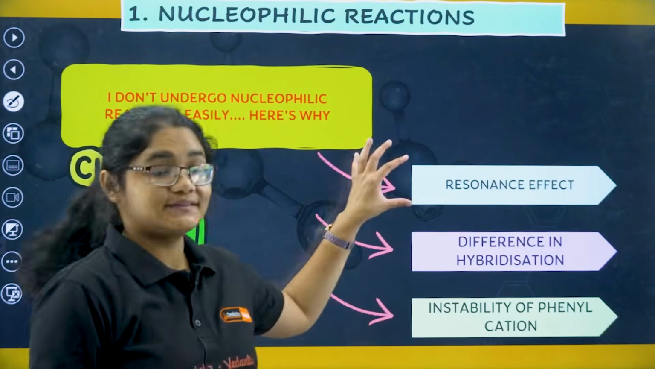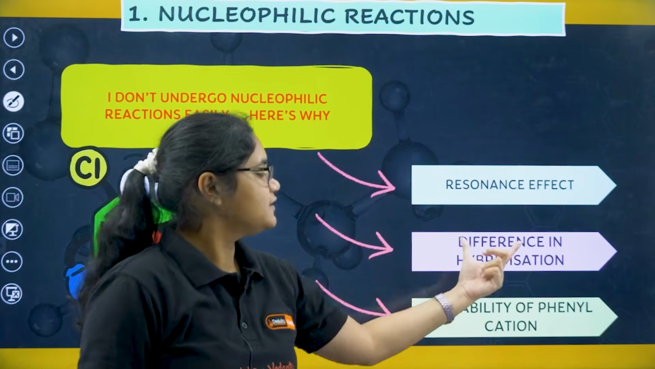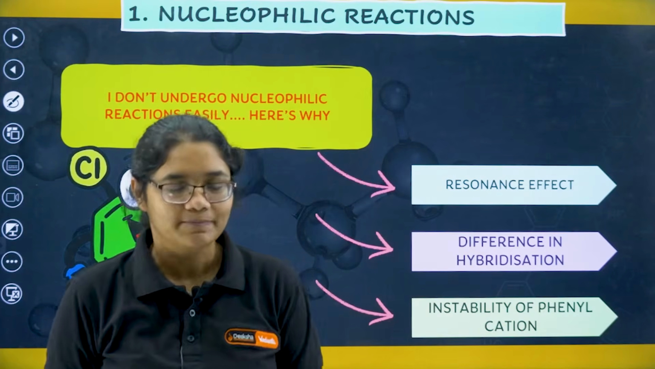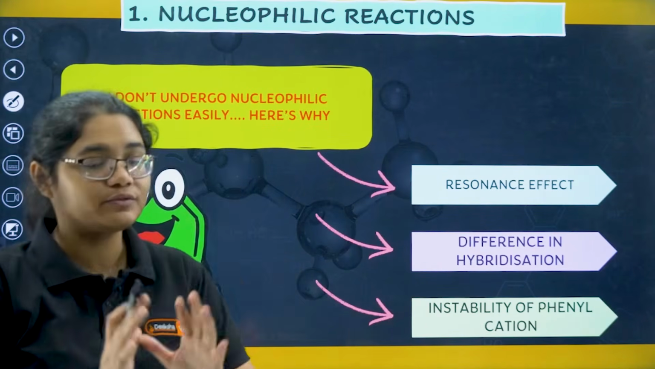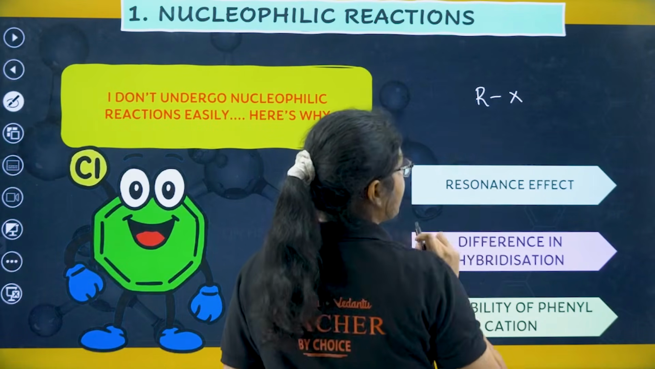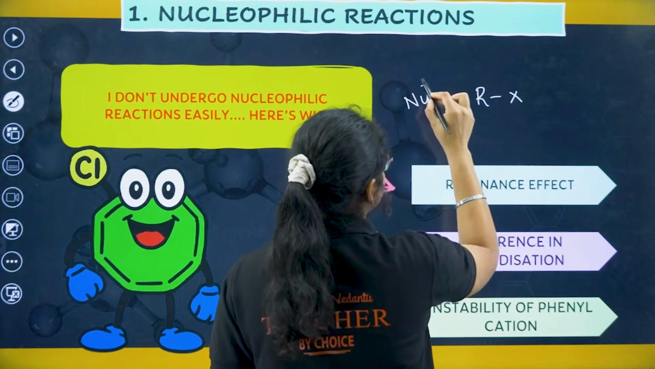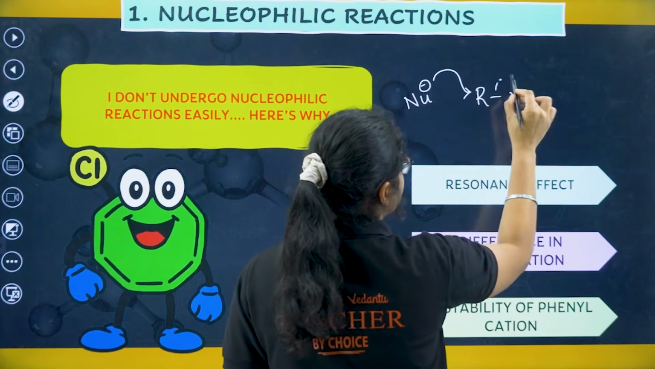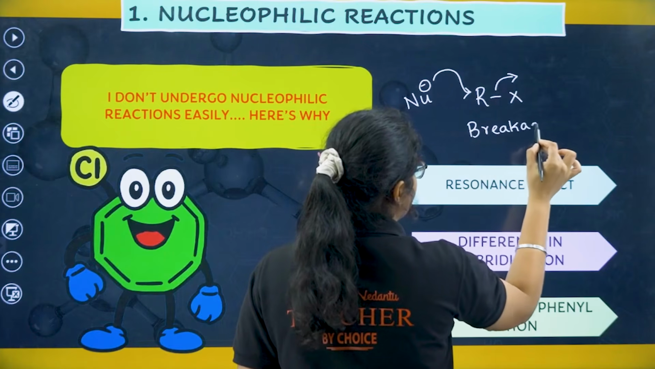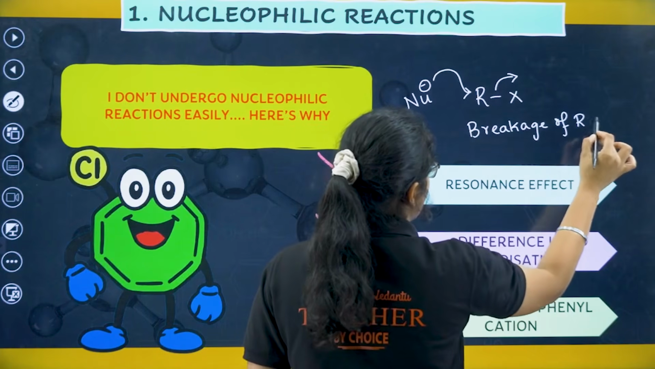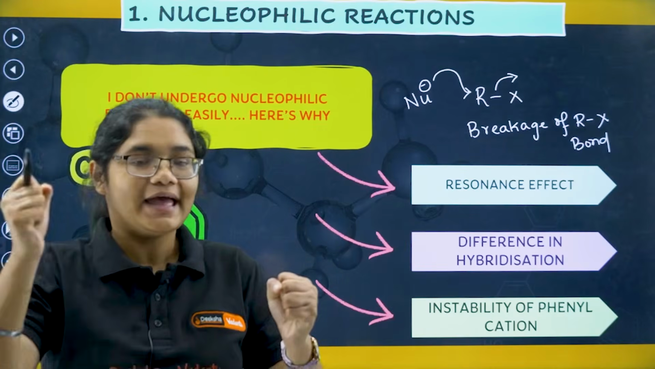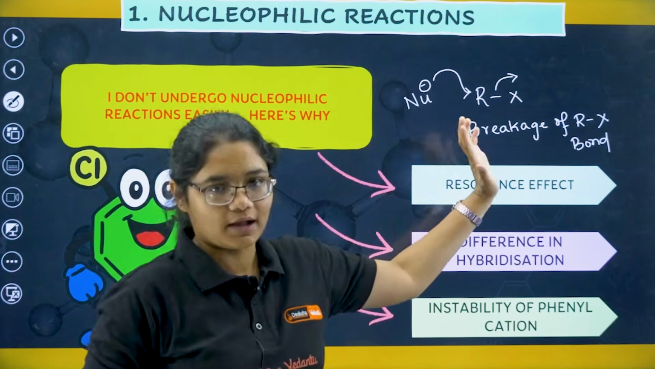So the first one is the resonance effect. The second one is the difference in hybridization, and the third one is the instability of phenyl cation. So now let me first take you through the mechanism. What basically was happening, see, RX was there, Nu comes, this attacks here and this goes, so there is a breakage of the RX bond, right? This RX bond has to break, and in place of X the nucleophile should come.